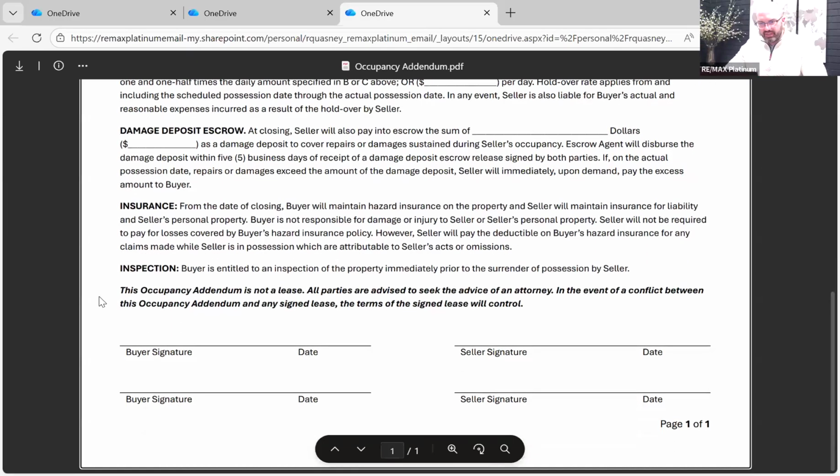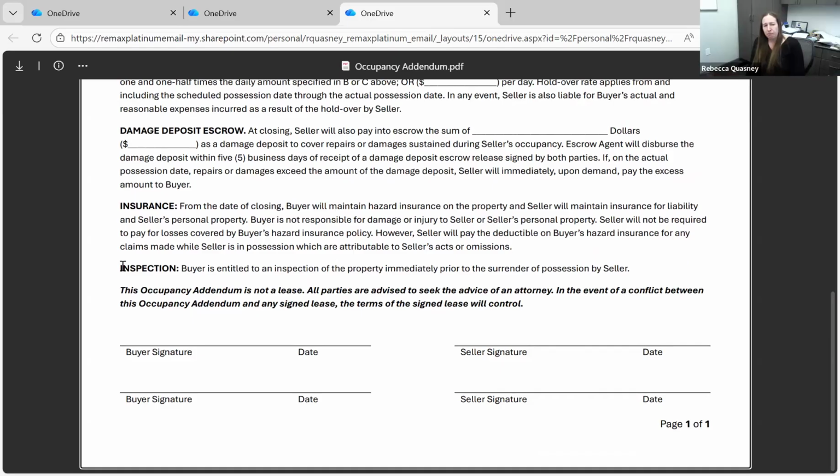All right. Inspection. Buyer is entitled to an inspection of the property immediately prior to the surrender of possession by the seller. This is one I didn't even know was in here. I copied and pasted it from our existing form, and I've never enacted this clause. It's equivalent to your walkthrough, right? You meet at the house to do keys. That means before the seller actually gives the keys, the buyer is entitled to re-inspect the property.